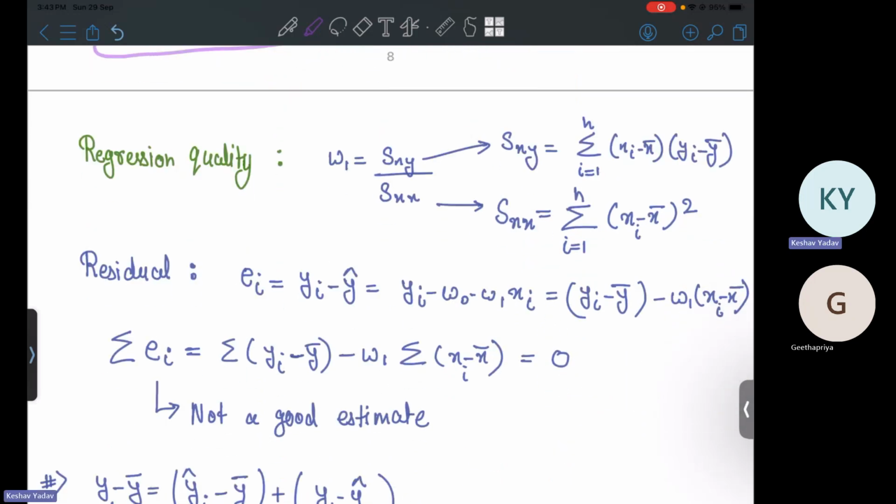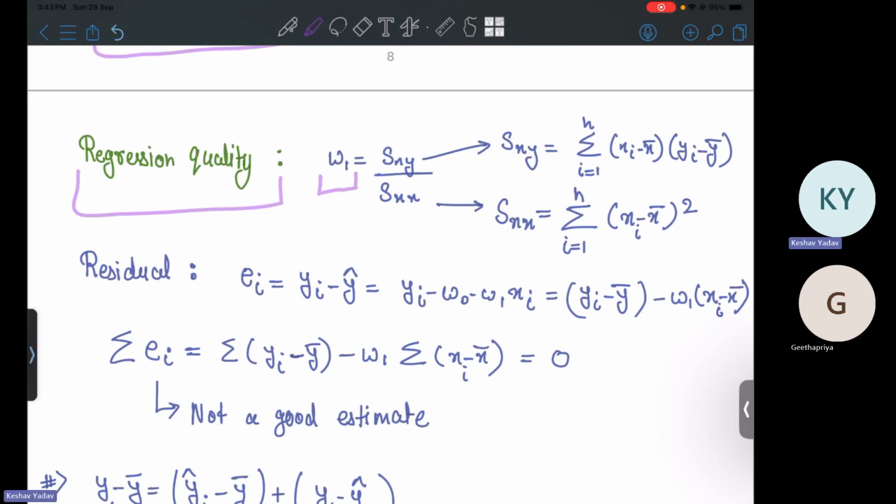Suppose now we have done the regression. So what will be the quality of regression? How can we find out whether the regression that we have done is good? How good is it, well enough to predict the value or not? That can be determined by the regression quality.